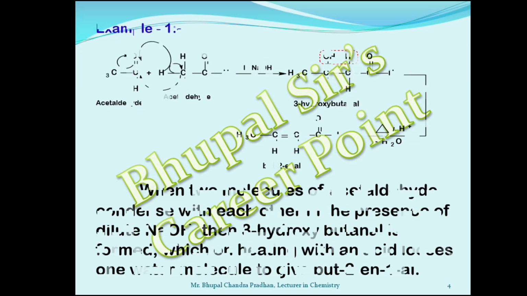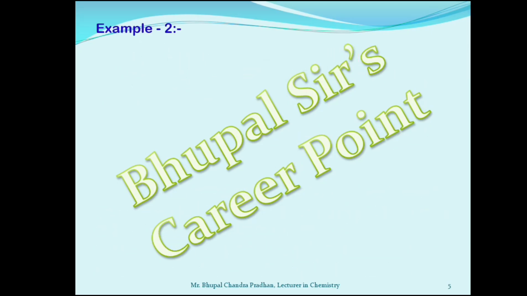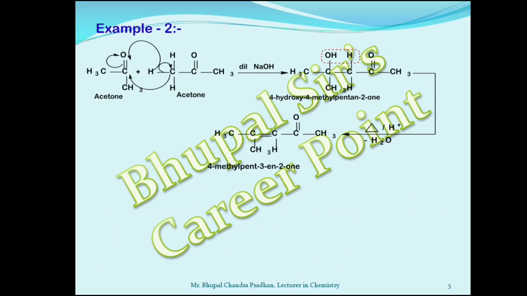Now let us come for example 2. Same type of ketone, the acetone, when acetone condenses with acetone in the presence of dilute NaOH, after condensation it will give us 4 hydroxy 4 methyl pentan-2-one, which on heating with an acid loses one water molecule to give 4 methyl pent-3-en-2-one, an alpha beta unsaturated ketone.